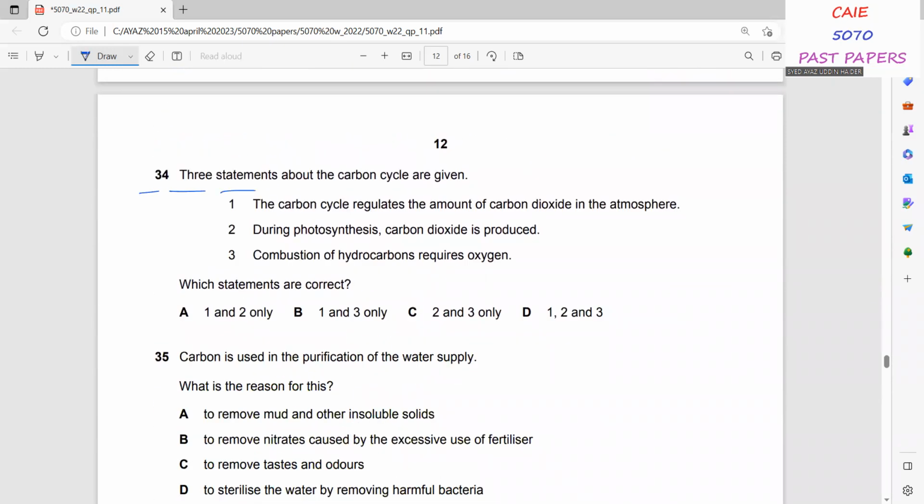34. Three statements about the carbon cycle are given. Number 1, the carbon cycle regulates the amount of carbon dioxide in the atmosphere. Yes, this statement is correct. Number 2, during photosynthesis, carbon dioxide is produced. No, carbon dioxide is reacted with water to get oxygen and glucose. So this is wrong. Number 3, combustion of hydrocarbons requires oxygen. Yes, this statement is correct. Combustion of hydrocarbons does require oxygen. Which statements are correct? Only 1 and 3 are correct. So B will be the right answer.